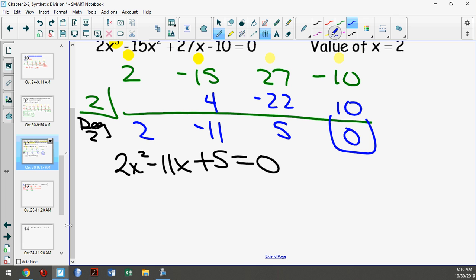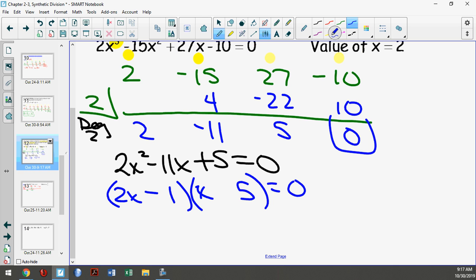Put it into 2 binomials. So how do I break down 2x squared? Factors of 5: 1 and 5. 5 goes on the outside, and the 1 goes here. I need to have a positive 5, so my signs have to be plus, plus, or minus, minus. Minus, minus. So that means 2x minus 1 is a factor, and x minus 5 is a factor.